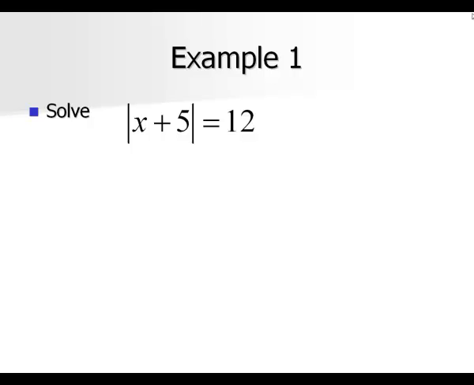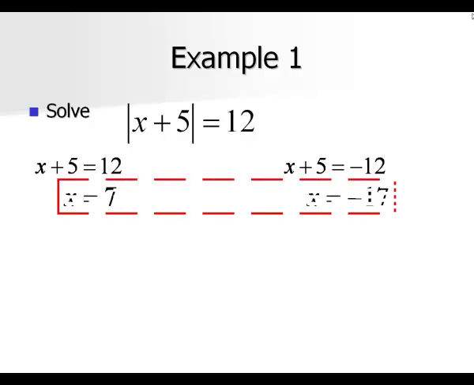So in this first example, we have the absolute value of x plus 5 equals 12. That means I can go 12 units to the left of 0, or I can go 12 units to the right of 0. So x plus 5 could be equal to 12, or x plus 5 could be equal to negative 12. Subtract 5 from 12 in each equation. 7 is what we get for x in the first one. Negative 17 is equal to x in the second one.